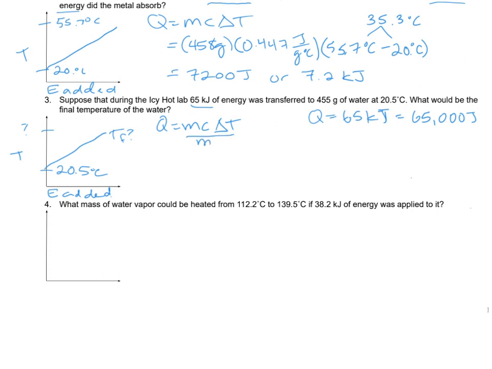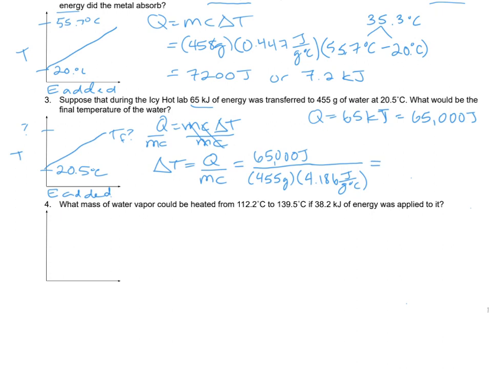So to solve for delta T, we'll divide both sides by MC. That way the MC cancels and we get delta T by itself. Delta T is equal to Q divided by mass times specific heat. And Q is 65,000 joules. The mass was given in the problem. It is 455 grams. And the specific heat, this is liquid water. So we will use the specific heat of liquid water given at the top of the page, 4.186 joules per gram per degree Celsius.